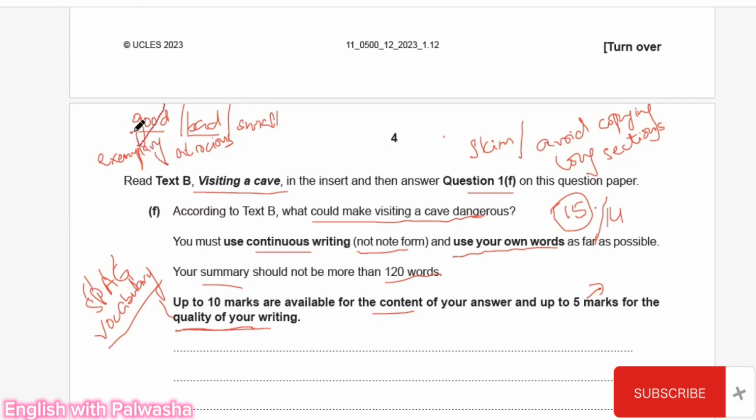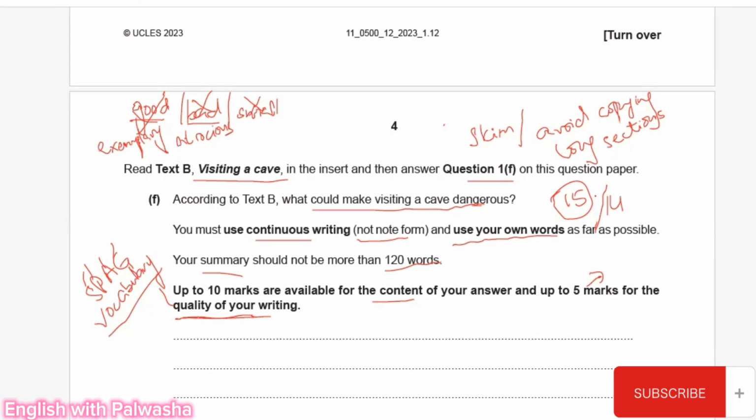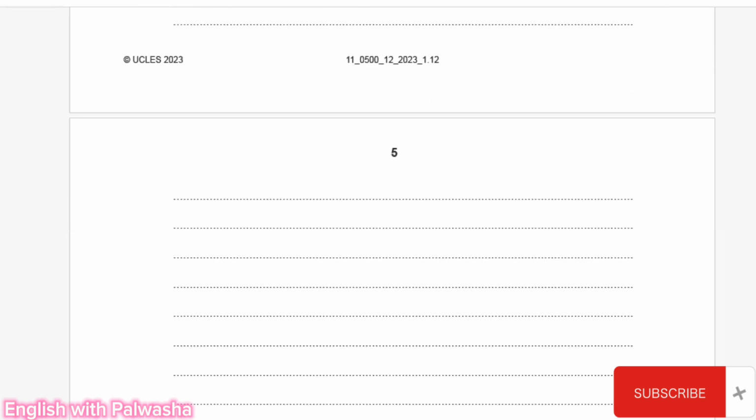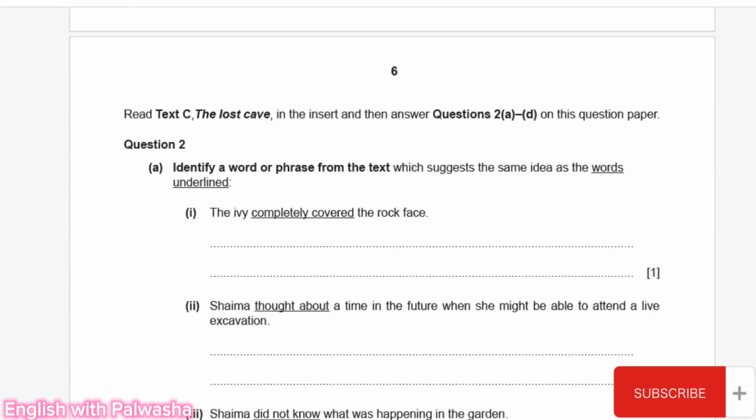So we have to cut these words out from our vocabulary and use the advanced level words. All right, I'm sure it's clear till now. Okay, so let's move on to the next part, which is going to be, of course, the C text.